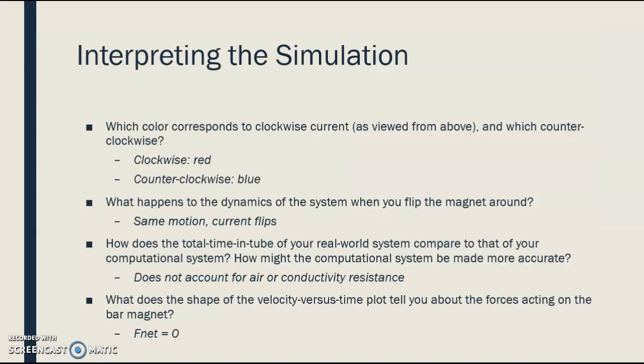And to interpret what my code is saying, the intensity of the coloring on the tube indicated the magnitude of the current flowing through each ring. The colors red and blue indicated that the current was flowing in opposite directions, where red indicated clockwise and blue was counterclockwise. So if we were to flip this magnet around, we'd see that the same motion would happen, but the current is flipped since the change in flux direction flips.